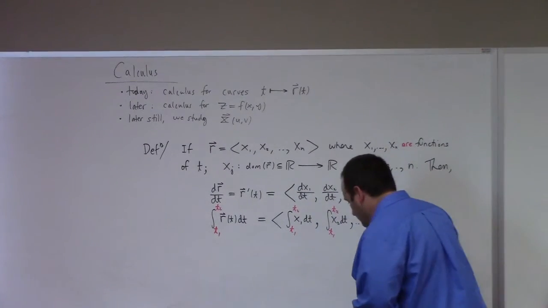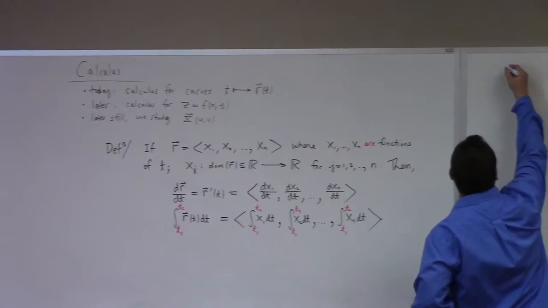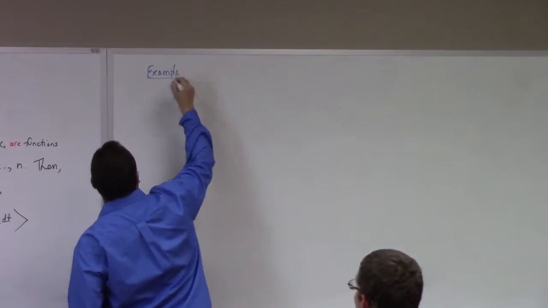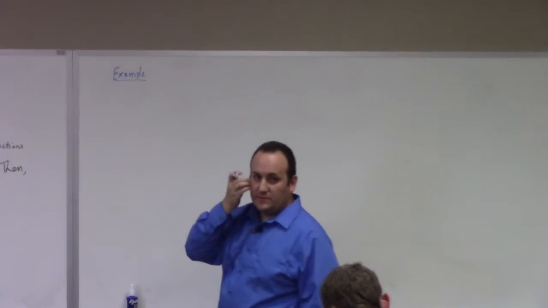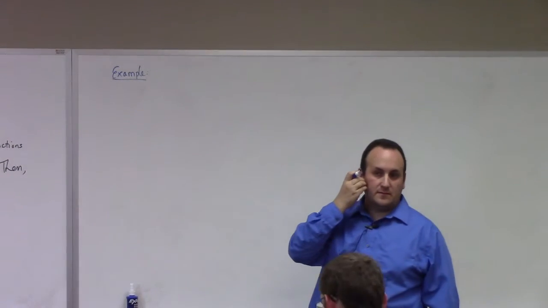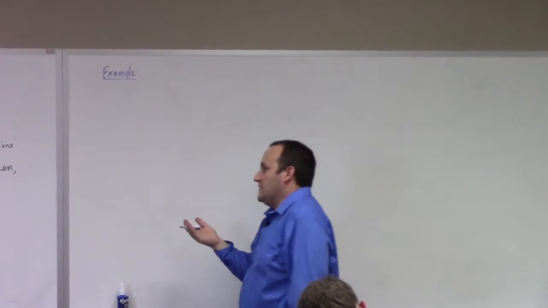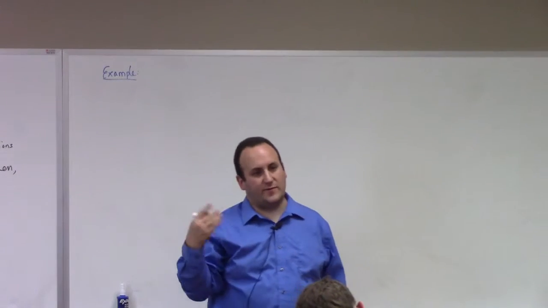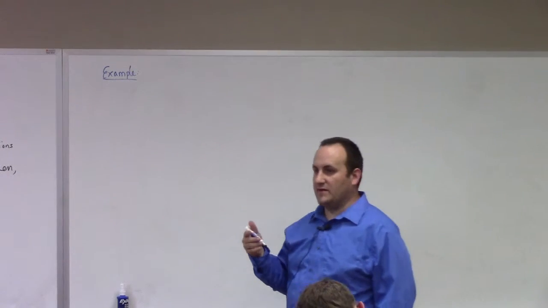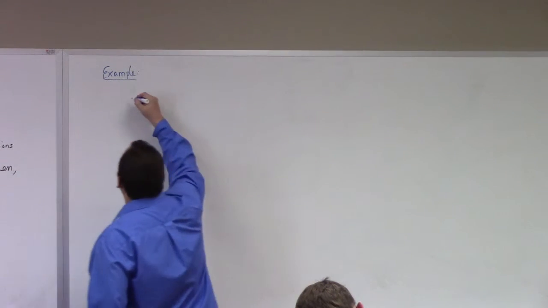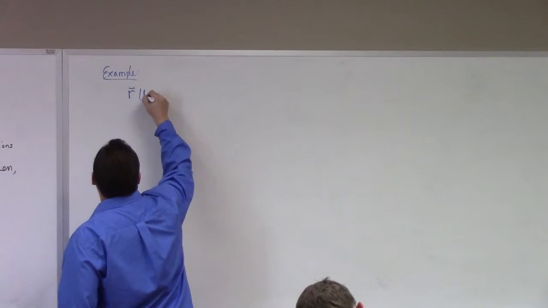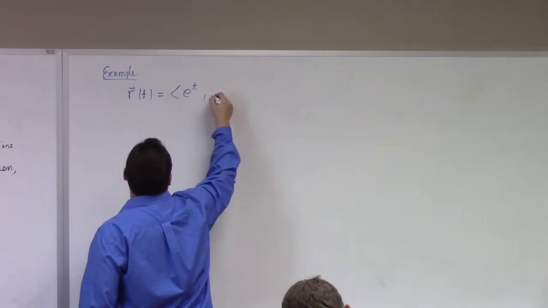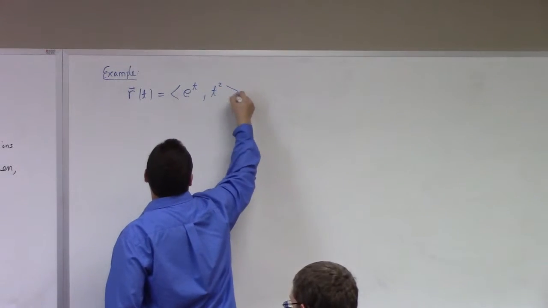So an example. Now, I gave you the definition for n dimensions, but most often we'll either be working with 2 or 3 dimensions. In which case, geometrically, you can think of what we're looking at as the parametrization of either a curve in the plane or the parametrization of a space curve, a curve in 3 dimensions. Let's see here. How about this? r of t equals (e to the t, t squared).